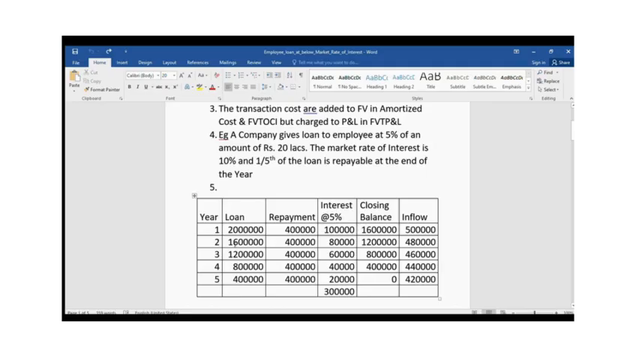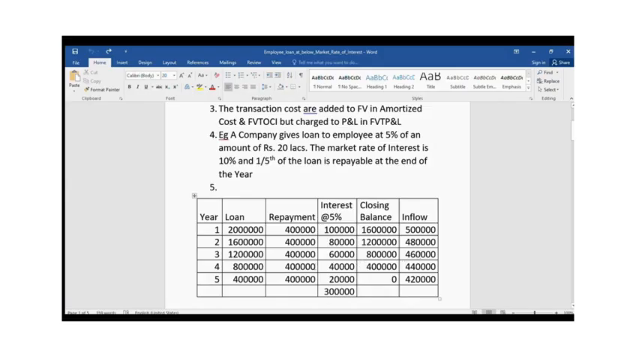In the second year, 20 lakhs minus 4 lakhs, 16 lakhs would be the closing balance, which will be the opening balance for the second year. 16 lakhs, 5% of that would be 80,000, and 4 lakhs would be the repayment amount. So the total inflow would be 4 lakh plus 80,000, that will be 4 lakh 80,000. In the third year, 16 lakhs minus 4 lakhs, 12 lakhs would be the opening balance. 12 lakhs, 5% would be 60,000. So 4 lakh would be the repayment amount, and 4 lakh plus 60,000, that is 4 lakh 60,000, would be the total inflow.